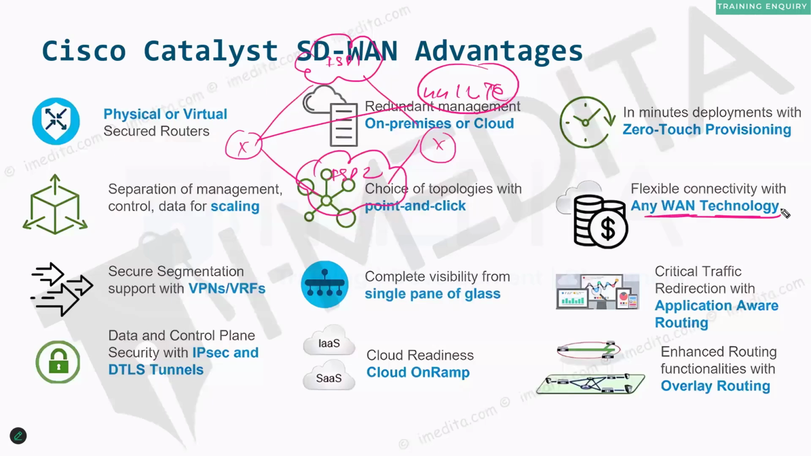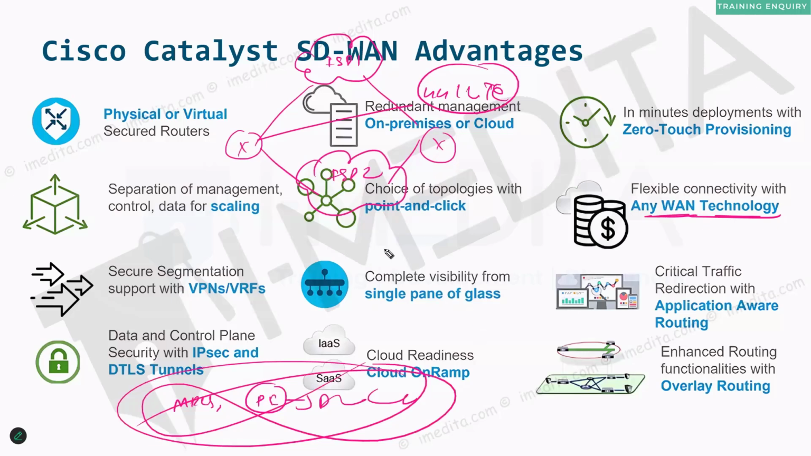Security is not going to be a challenge. Deployment is not going to be a challenge. You can use whatever WAN technology. No need to be dependent on MPLS as your primary transport, public internet as your secondary transport, DMVPN, IPsec, all those things you don't need to do. Just make sure that these two devices are reachable.